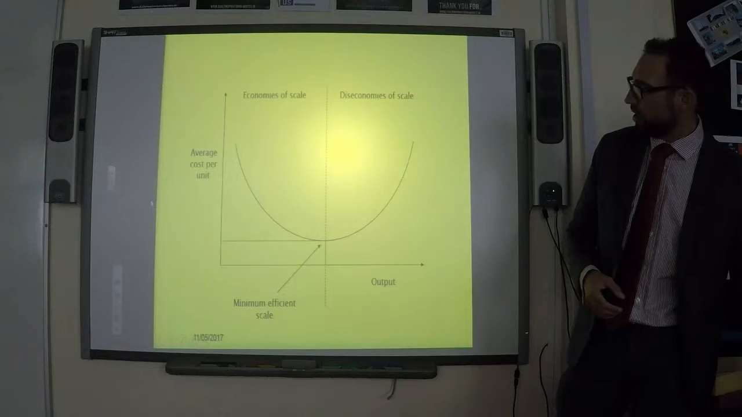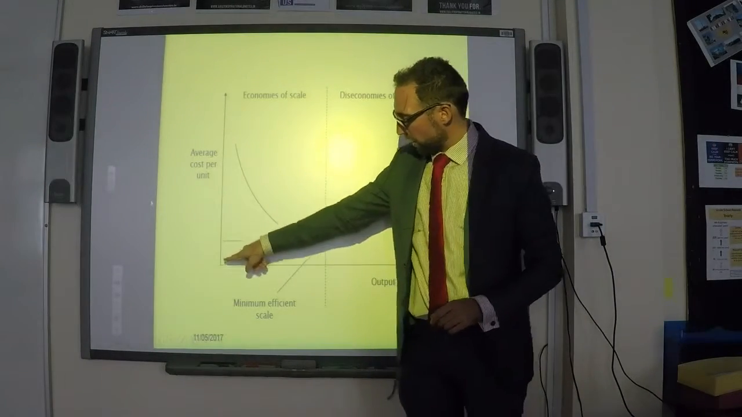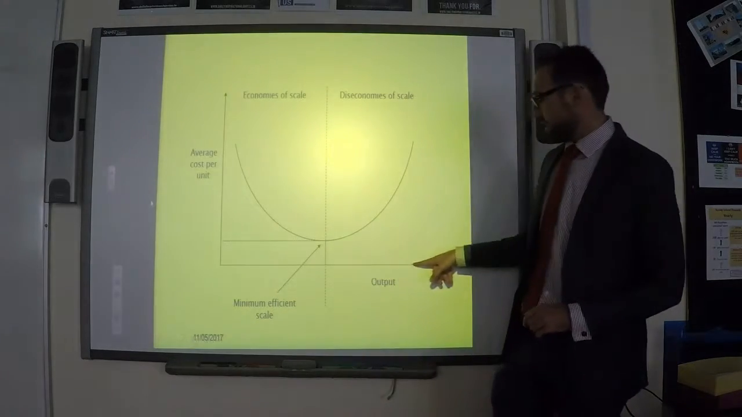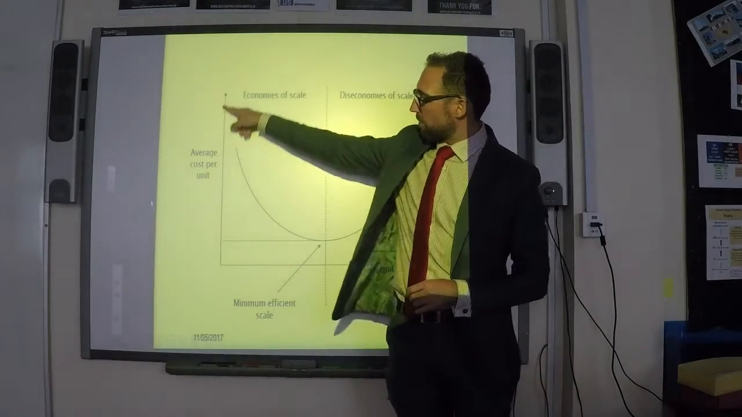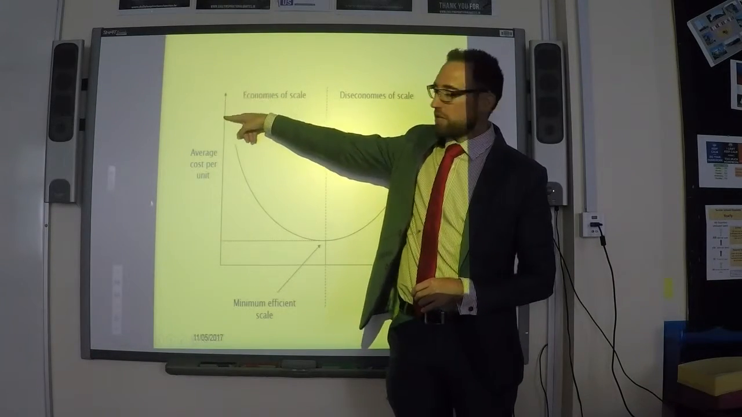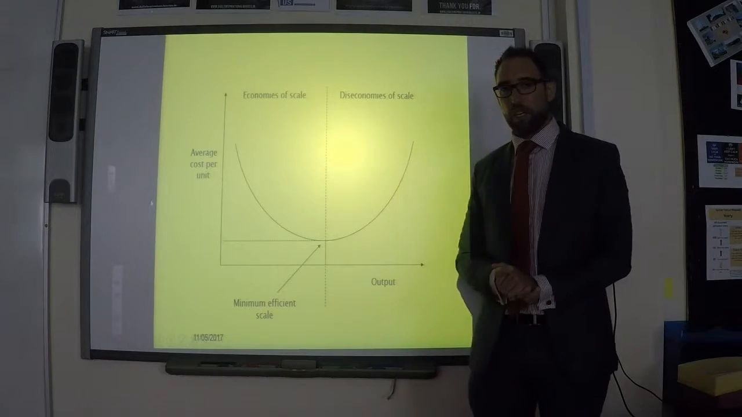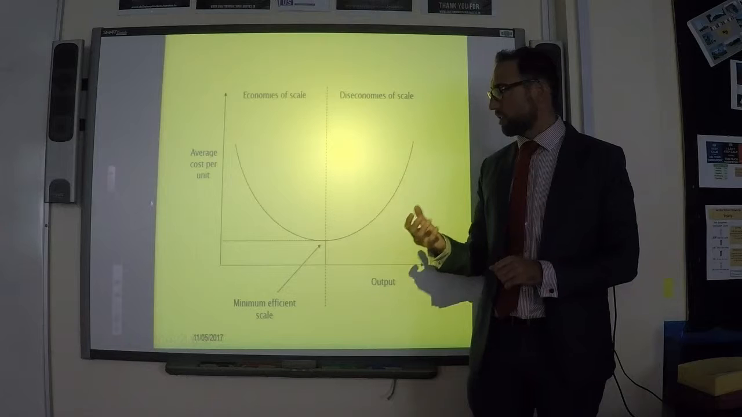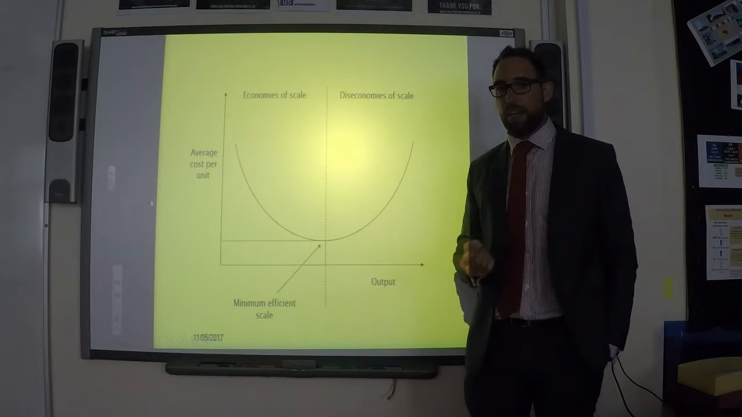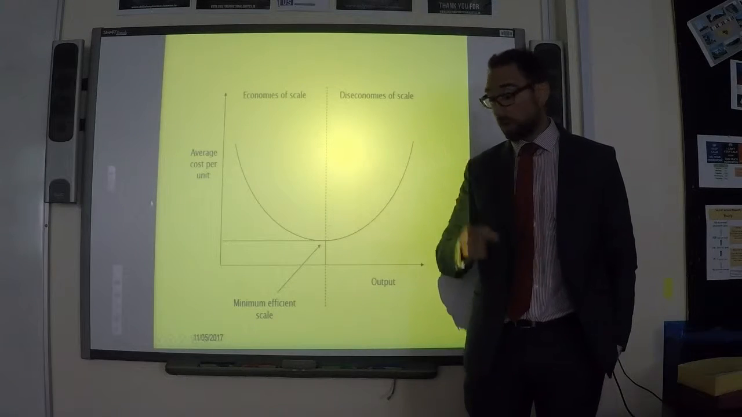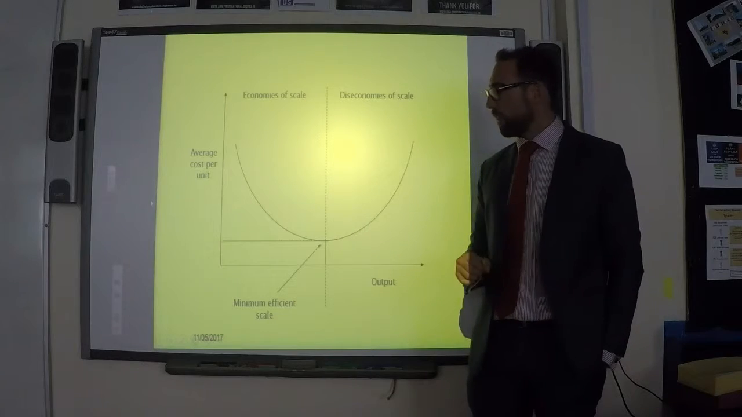Now let's have a little look at this. I've got here the average costs per unit, and across the bottom is the size of the business. So the more we go across here, the bigger the business gets, and the higher up we go, the average costs are increasing, are higher. Okay? By average cost, guys, I just mean take the total cost of the business and divide it by the number of units or the number of products that the business is making, and that gives the average cost per one product, and that's what we're talking about. How much does it cost you to make each individual product?